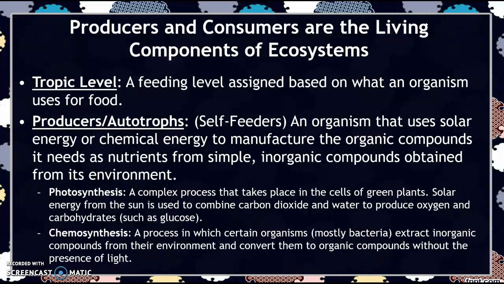So there's two ways producers can do this. We talked a lot about photosynthesis in biology. Photosynthesis is our complex process that takes place in cells of green plants. It uses energy from the sun, it combines carbon dioxide and water, and it produces oxygen and glucose. Chemosynthesis happens if there's no sunlight involved. It's usually at those really deep trenches in our oceans where light doesn't penetrate. And this is a process where certain organisms, mostly some specialized bacteria, extract inorganic compounds from their environment and convert them to organic compounds without light.